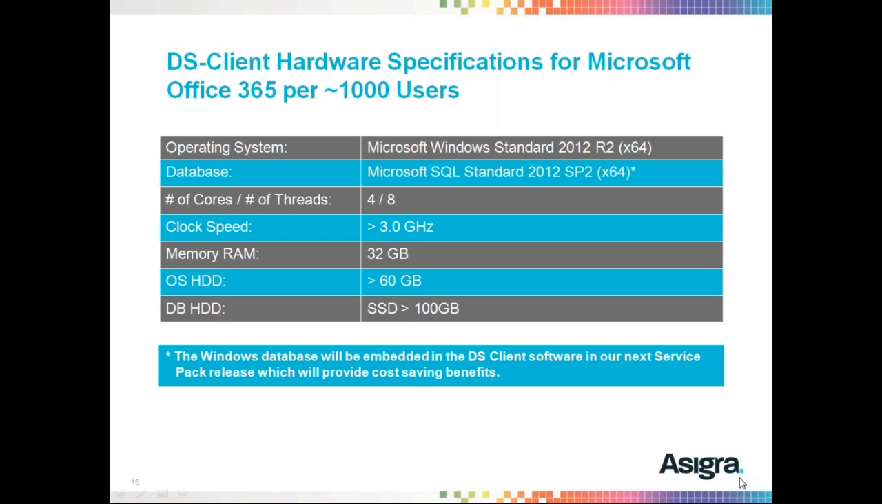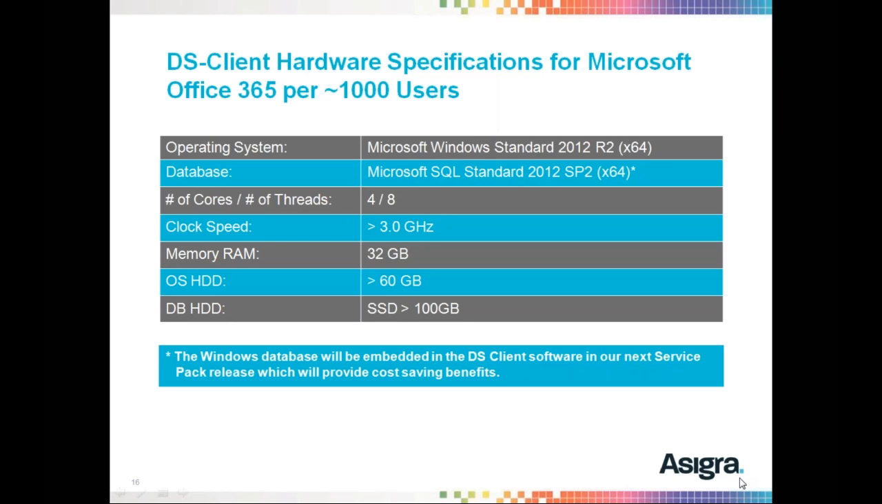Windows 2012 R2 Standard, 64-bit, using a full SQL 2012 SP2 Standard, again 64-bit. Number of cores and threads, 4 to 8, at least 3 gigahertz speed, and 32 gigs of RAM. We recommend an SSD drive for the database for better performance, and about 60 gigs for the operating system hard drive. Again, these are minimums. You could have more, and that will definitely improve the performance.